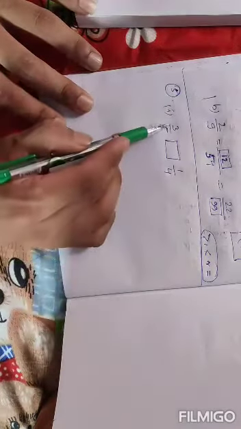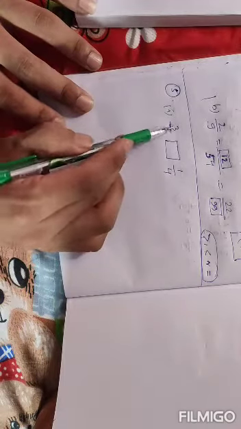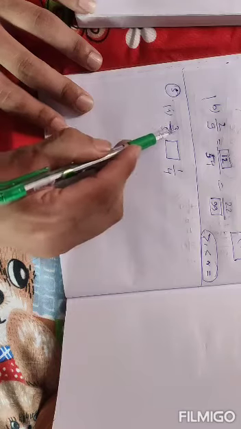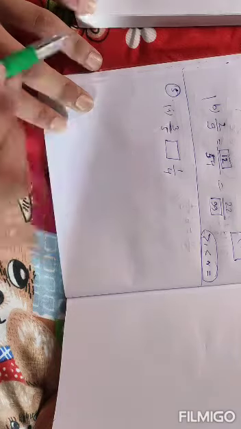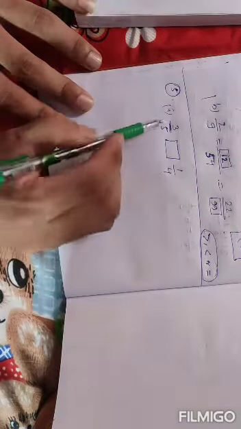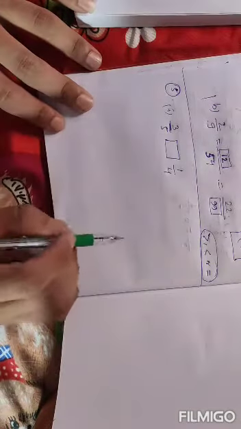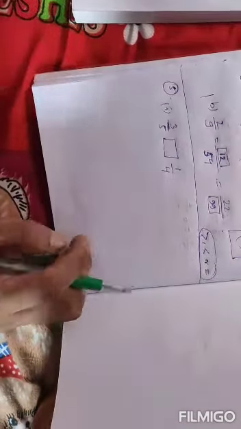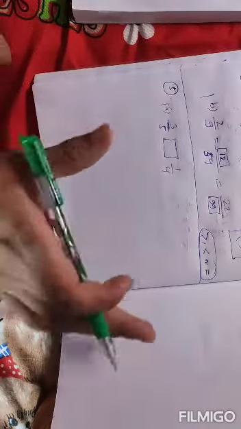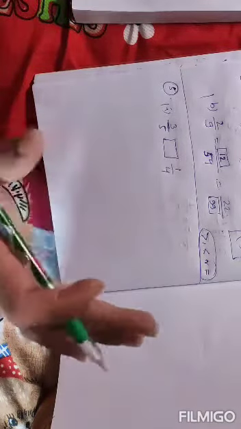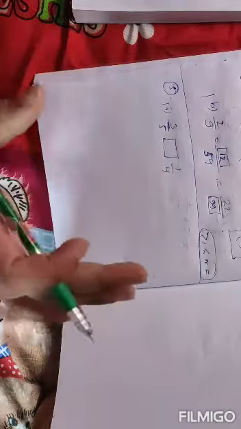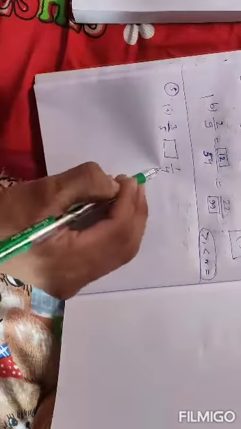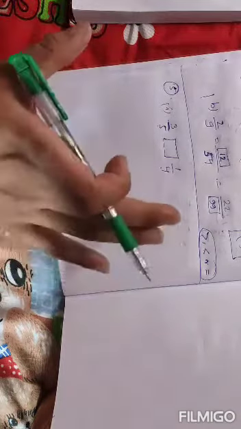So which one is bigger? If you see the numerator, we have 3 here, and here is 1. Just looking at the numerator we cannot say this is bigger, or just looking at the denominator we cannot say this one is bigger. For this we have two options. Either we make both the numerators same, or we make both the denominators same. Here we have 5, here we have 4, right?